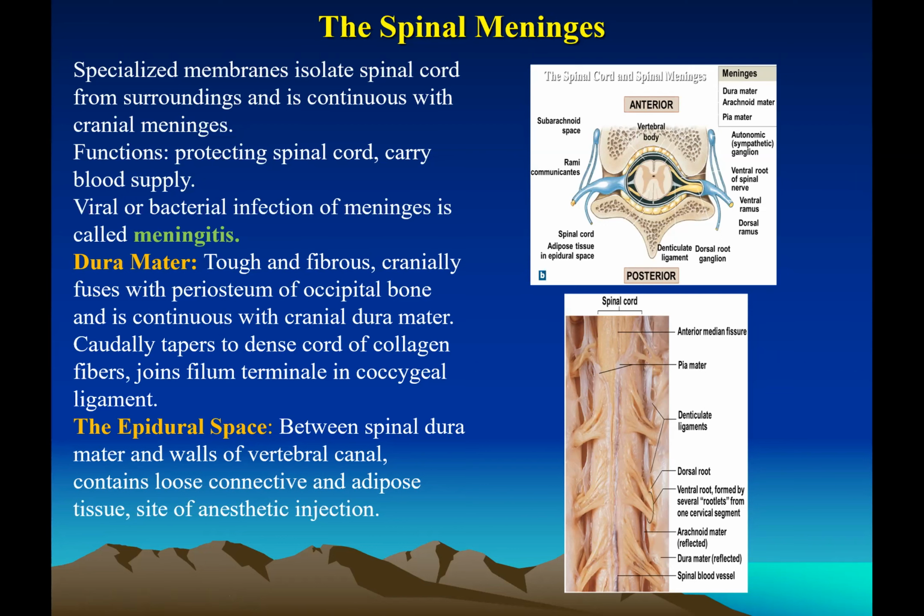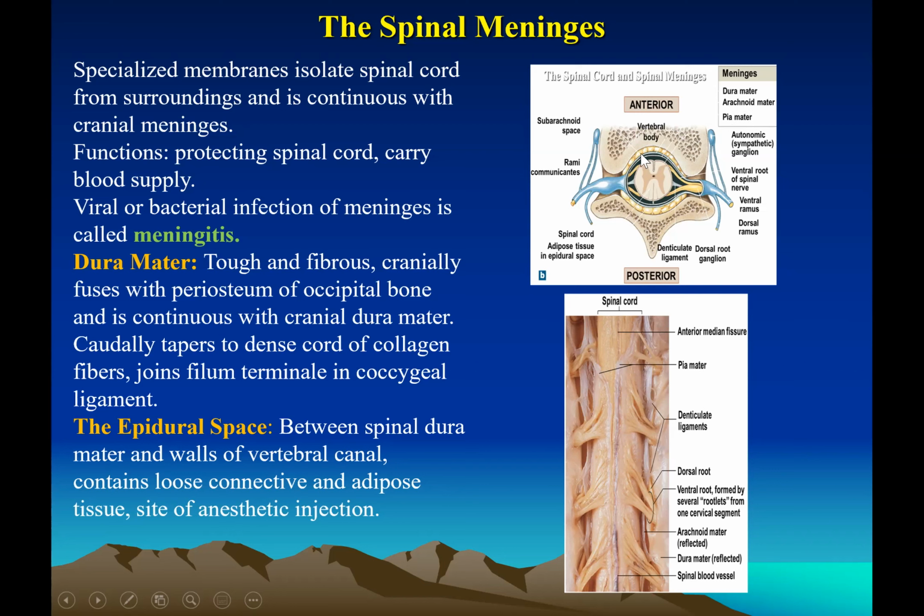It is made up of collagen fibers. Distally, it joins with the filum terminale and anchors the spinal cord to the coccygeal bone, the coccyx. The dura mater is also called tough mother. The next layer is the arachnoid mater, and the innermost layer is the pia mater. Pia mater means gentle mom.